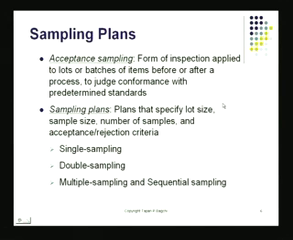There are various types of acceptance sampling plans available, and broadly speaking, there are three types of plans that are utilized. One is called the single sampling plan. The second one is double sampling. Then you've got multiple sampling or sequential sampling.